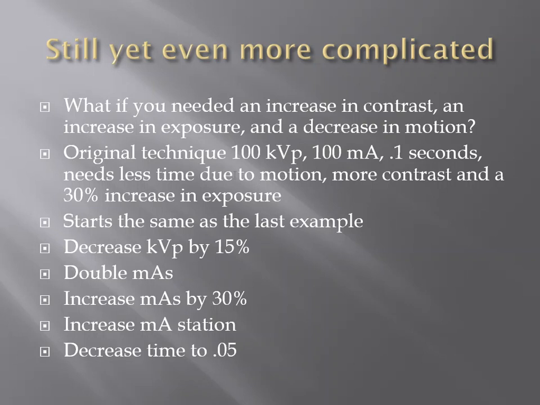So your original technique in this scenario was 100 kVp, 100 mA at 0.1 second. So that gave you 10 mAs. You need less time due to motion, but you need more contrast and a 30% increase in exposure. So it starts identically to the last one. You're going to decrease your kVp by 15%, double your mAs, increase the mAs then by 30%, and then you're going to make adjustments to your mA station. So take things incrementally, one step at a time. You're going to double your mA station. You went from 100 to 200 mA station, and your time now is going to be half of what it was before.